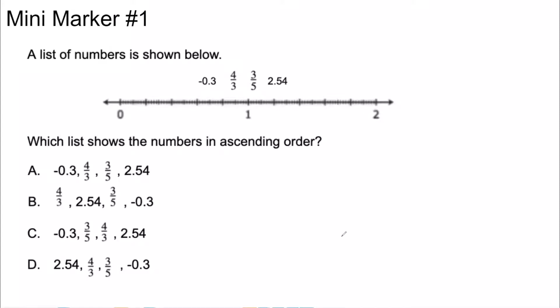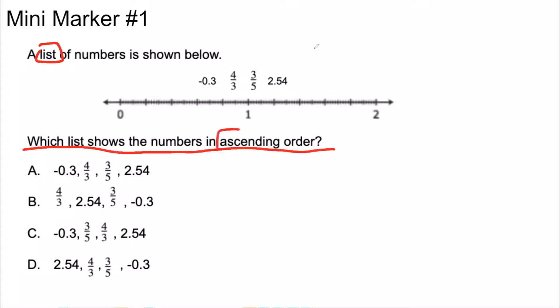A list of numbers is shown below. Which list shows the numbers in ascending order? The first thing we'll do is practice good habits. A list of numbers is shown below. So I would want to box in list. I would want to underline the question, which list shows the numbers in ascending order.